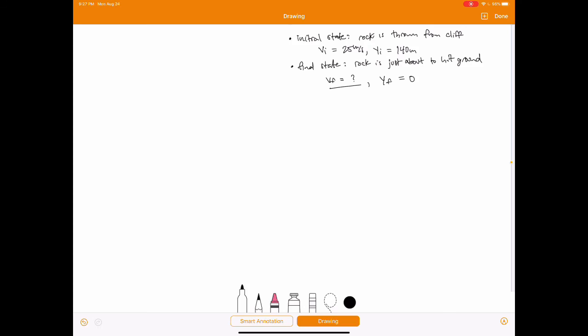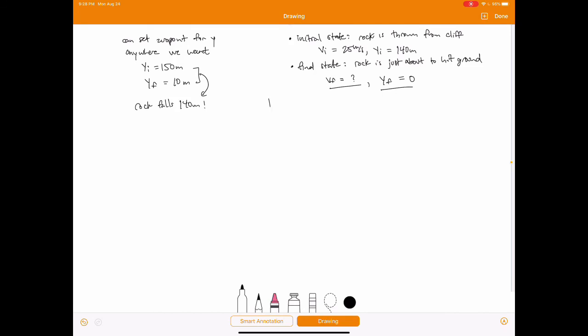So just a quick note, we can set the 0 point for y anywhere we want. I chose to put it at ground level, so we end up at y equals 0 at the end of this. But really, you can put it anywhere. So let me just show you an example. I could have said y initial is 150 meters and y final is 10 meters. As long as we're showing the rock falls 140 meters, we're good. Okay?